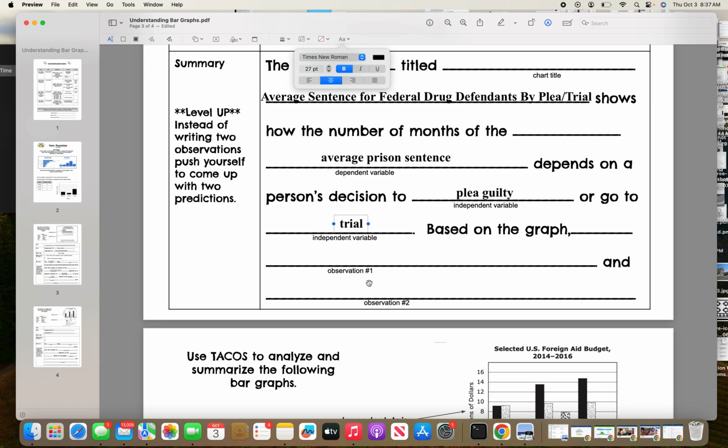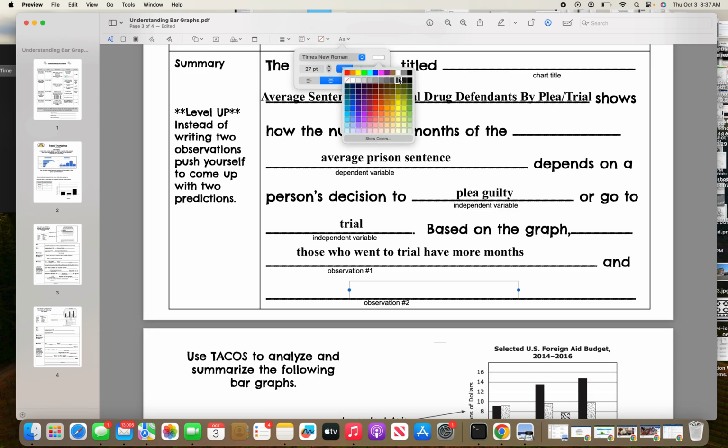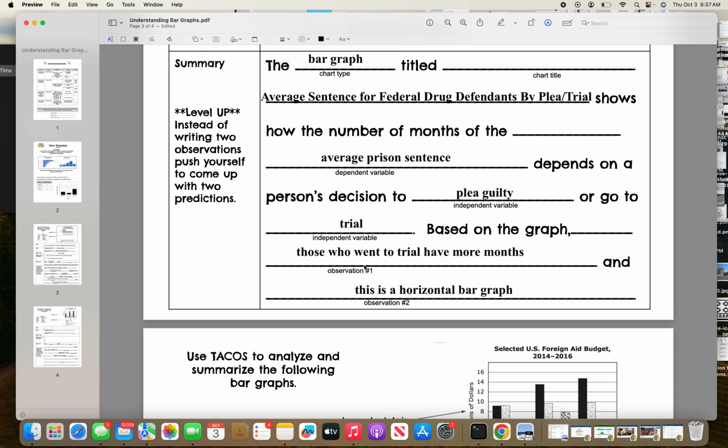And based on the graph, what were our observations? We had two of them. Let's go ahead and fill those in. And our other observation. All right. Now we have a nice summary. So let's go ahead and read that aloud together.